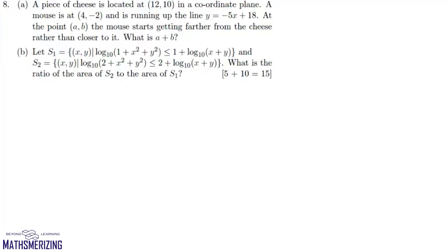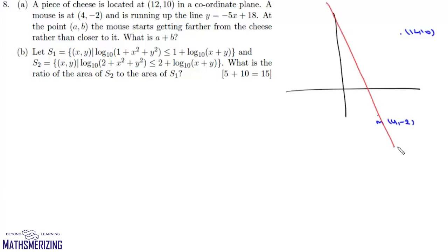Now question number 8 is, a piece of cheese is located at (12, 10) in a coordinate plane. So we have this coordinate plane, and then we have this piece of cheese at (12, 10). Now it says a mouse is at (4, -2) and is running up the line y equals minus 5x plus 18. So this mouse runs along this line.